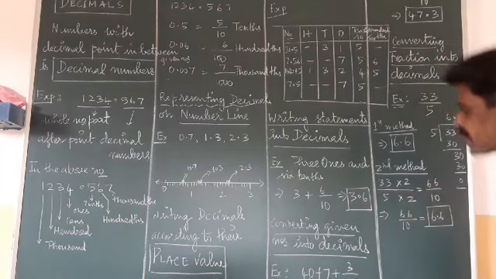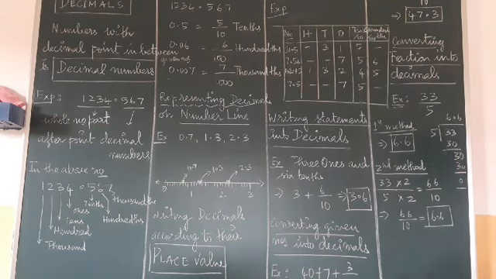The next conversion: converting a given number into decimal form. Suppose the number is given in a different form, an addition form.